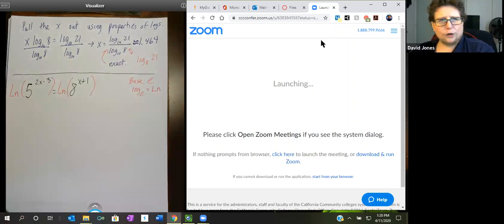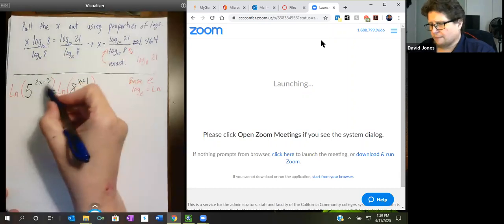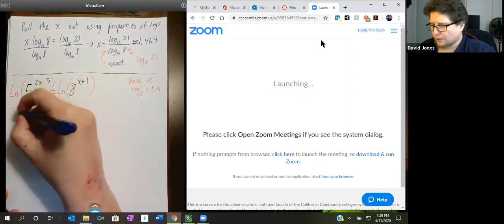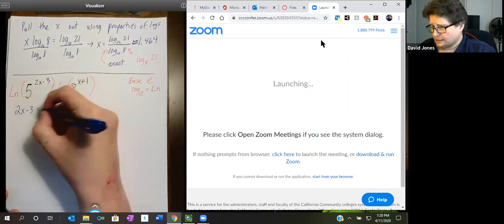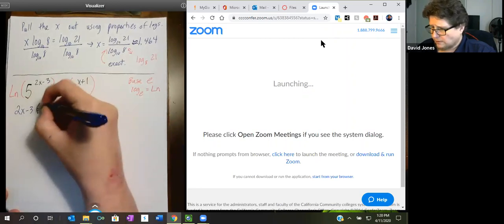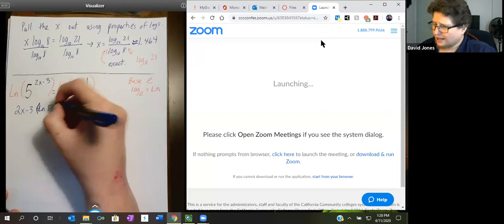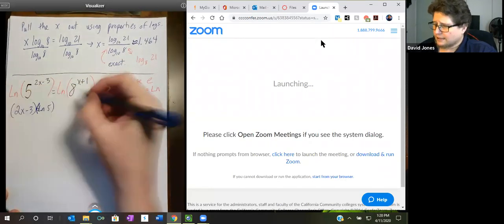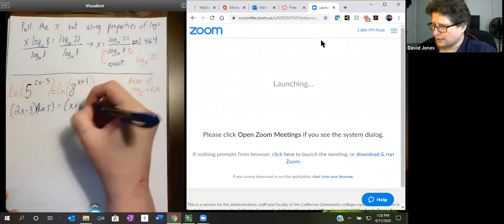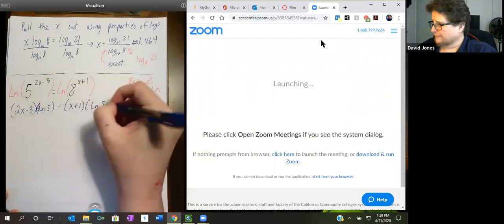Try pausing it and working it out how I did last time. See what you come up with. All right, I'll assume you paused. In both circumstances, we can pull the exponents out front. 2x minus 3 times ln of 5 equals x plus 1 times ln of 8.